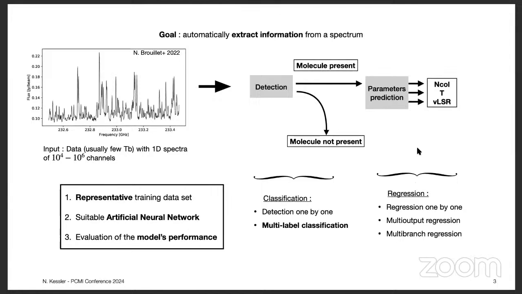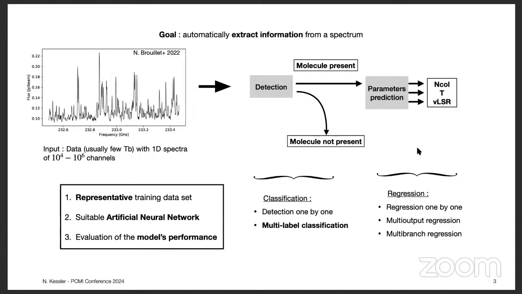In a nutshell, when we have data cubes, what we want to do with machine learning is to determine the molecular content, and when we have the list of the detected molecules, determine the underlying physical parameters. The first step can be done through classification, whether it is molecule per molecule, with each time a specialized artificial neural network for each molecule, or a multi-label classification. And the second step can be done through regression.